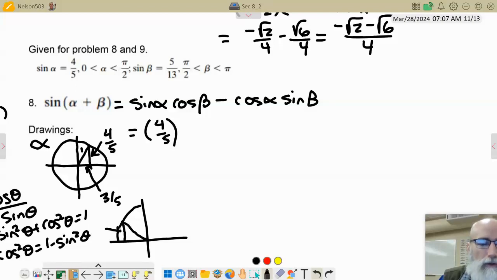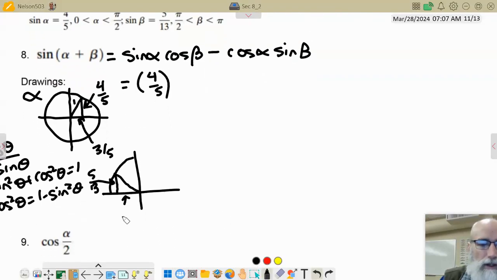So if we have 5/13 right there, this is going to be negative 12/13. I'm getting crammed down here at the bottom of my picture. So this is going to be negative 12/13. How do I know that? It's a 5, 12, 13 triangle. It's just a 13th as big as a 5, 12, 13 because the hypotenuse is 1 instead of 13, right?